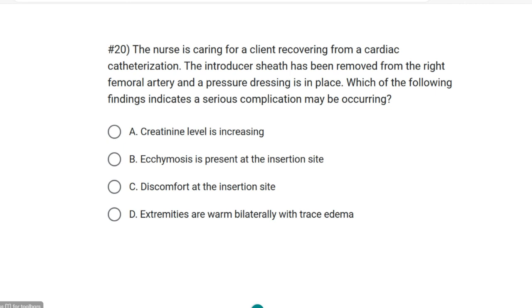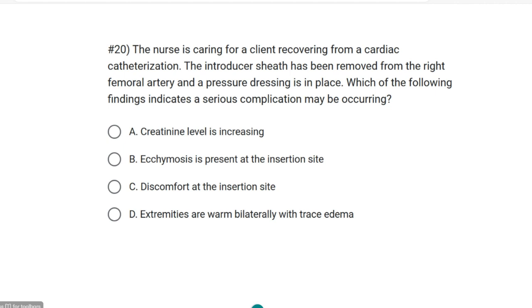We're focusing on physiological adaptation and we're breaking down everything by systems. So each day we're tackling a different system. Yesterday we did renal system, and today we're going to talk about cardiovascular.